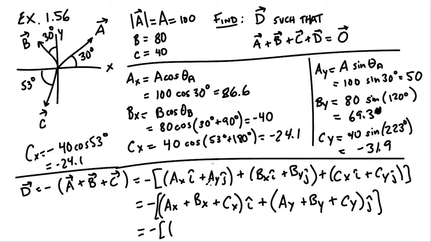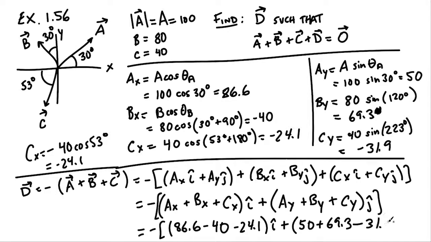So a sub x is 86.6 plus b sub x. Well, b sub x is negative 40, so I have to put a negative 40 there, plus c sub x, which is negative 24.1. That's all in the i direction. Then in the y direction, we have a sub y, which is 50, plus 69.3, minus 31.9, close parentheses, j, close the brackets.